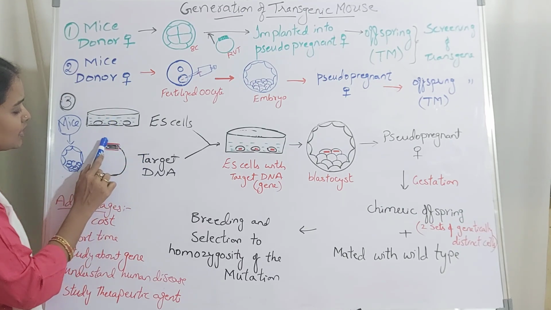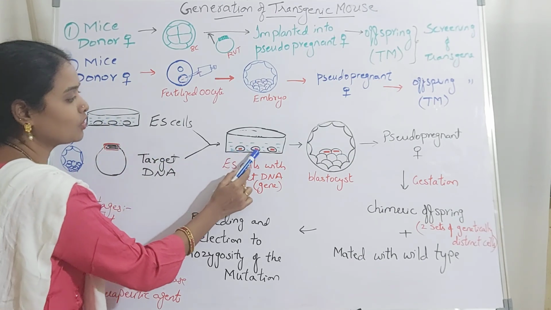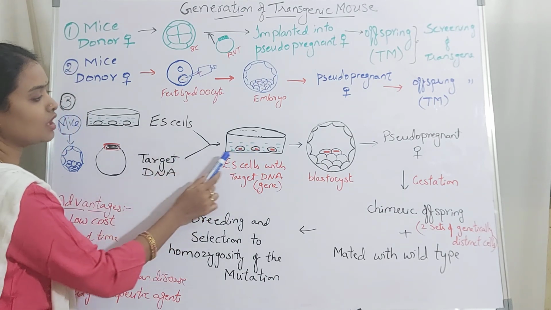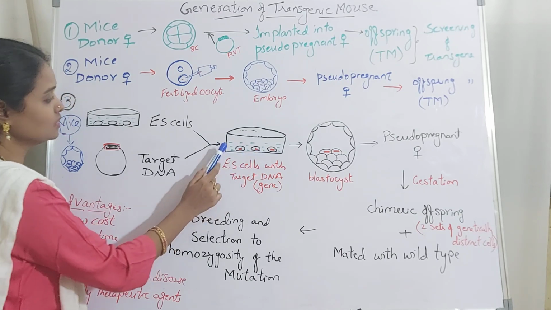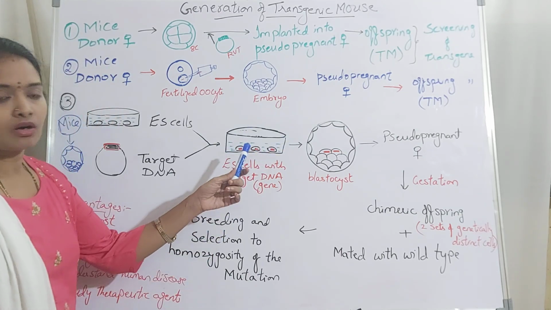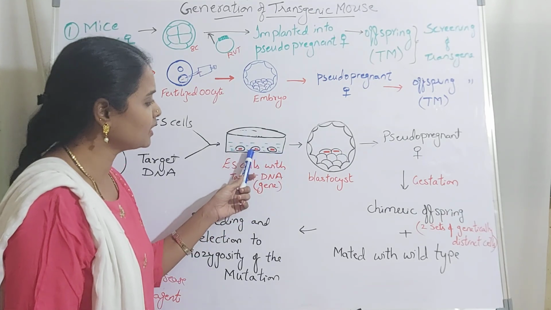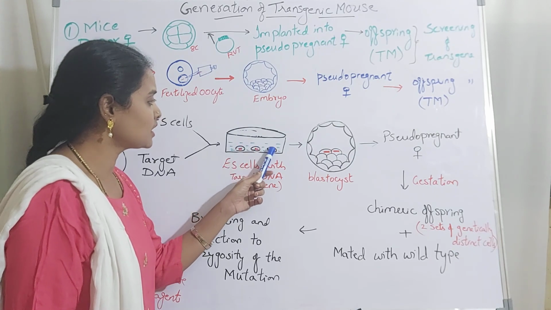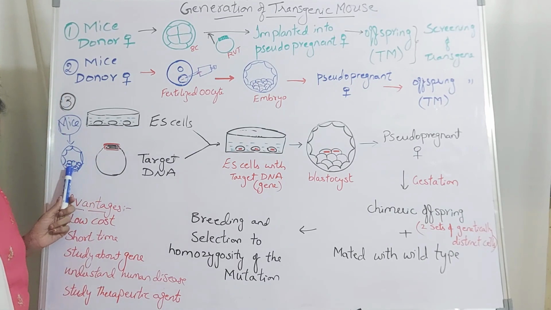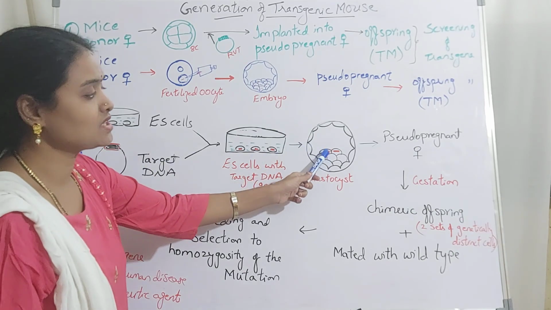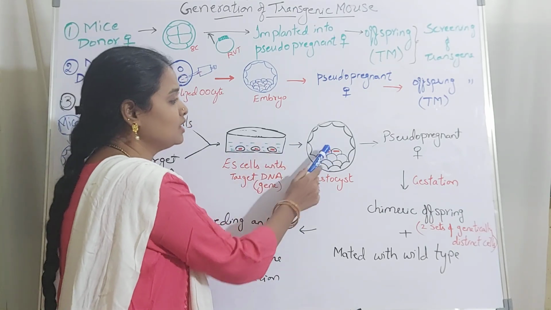Here you can see I have marked in red color the target gene which has been introduced into the embryonic stem cells. Right? So now the embryonic stem cells contain the target gene. After incubating and stabilizing these embryonic stem cells, you are introducing these transformed embryonic cells back into the blastomere stage of that mouse. You are injecting these embryonic stem cells into the blastomere.